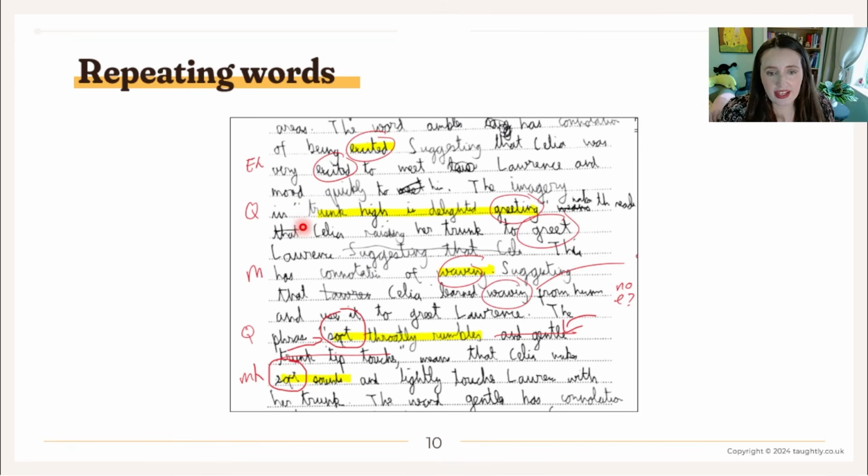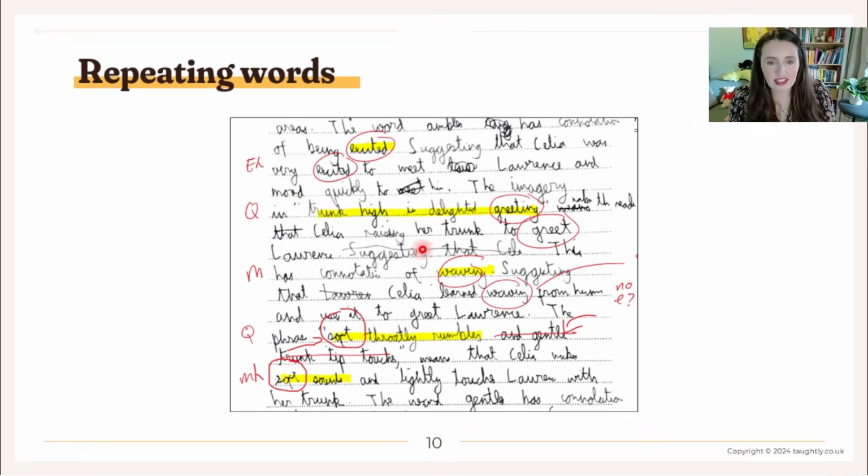"The imagery in the trunk high and delighted greeting makes the reader think that Cecilia raising her trunk to greet Lawrence." Okay, so greeting makes us think that he is greeting. Again, no marks therefore for meaning. "This has connotations of waving, suggesting that Cecilia learned waving from humans and used it to greet Lawrence." Greeting again.